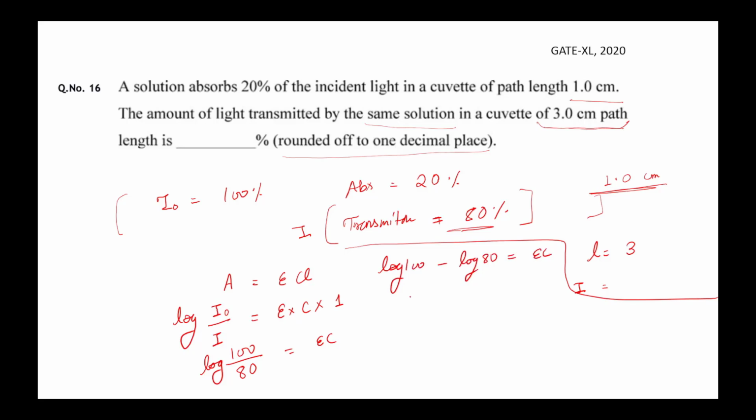Log 100 value is 2, and log 80 value is 1.9. So EC is equal to 0.1. Okay, EC is equal to 0.1.